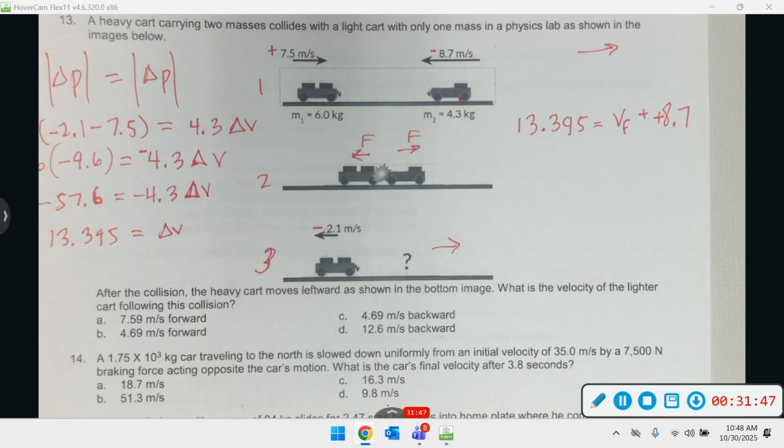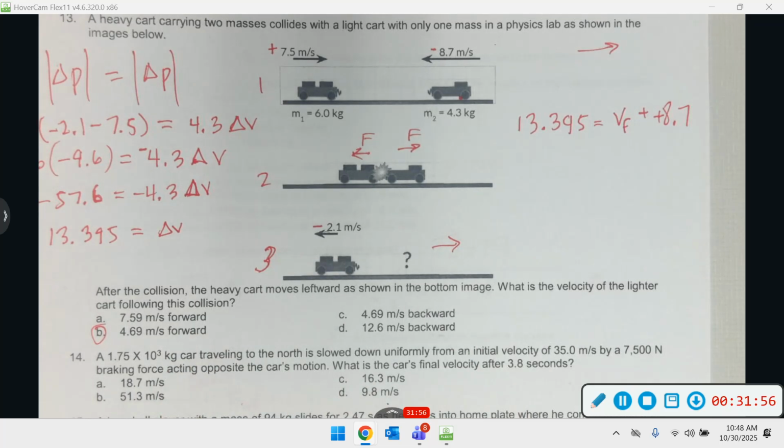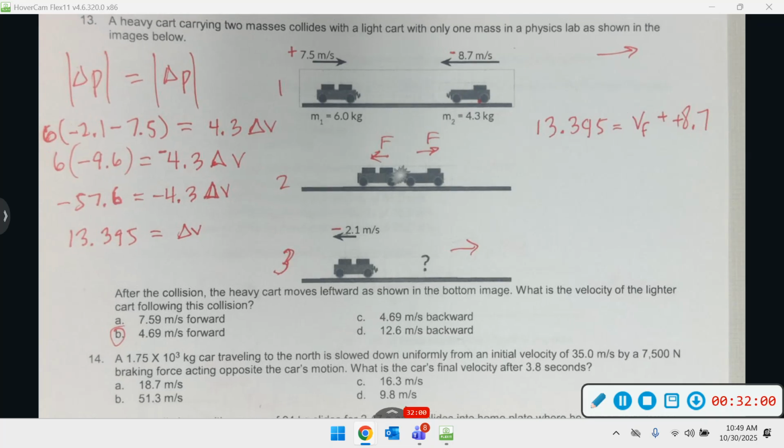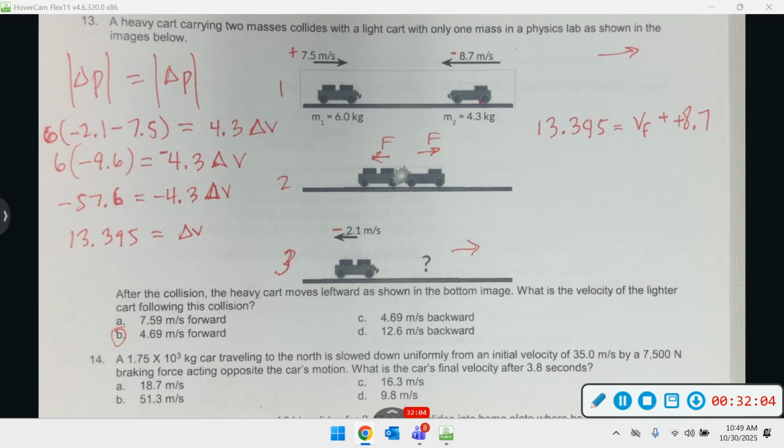Okay, so the answer you should have put, what my intention was, B, but like I said, I meant for this to say right and this to say left, and I forgot to change it. Okay, so if you put C, it still was counted correct. So, all right, so that's number 13. It should be 4.69 meters per second to the right would be a better way to write that.